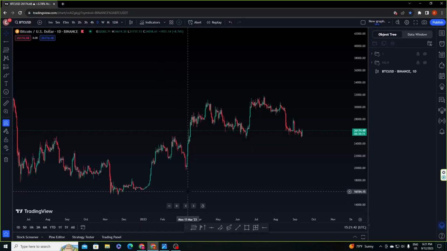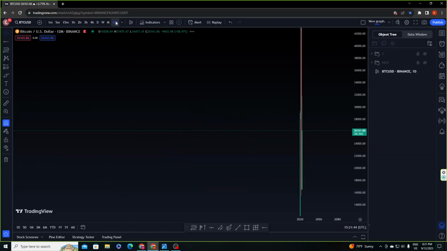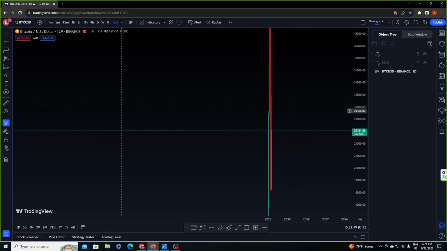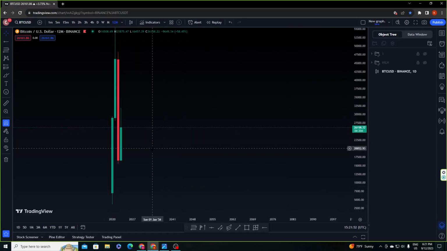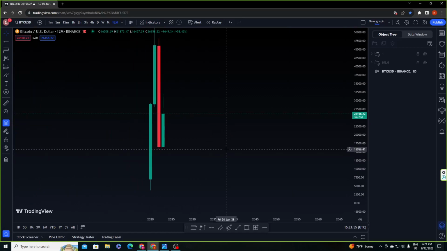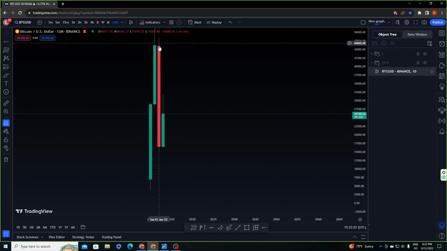Let's start with the yearly level. First we change the time frame to 12 months, so that we can see the yearly candlesticks of an asset. Here, each candlestick represents the price movement for 1 year. The level is marked where there is a correspondence between the closing of one candlestick and the opening of a new one. This is how the annual level of an asset is obtained.